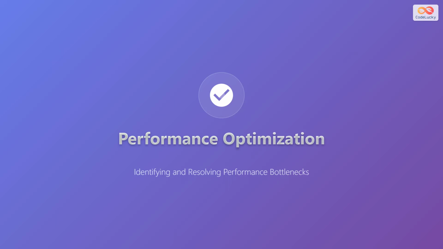Let's explore the world of performance optimization. Performance optimization refers to the process of improving the efficiency, speed, and responsiveness of a system, application, or process. Today, we will be identifying and resolving performance bottlenecks to make our systems run smoother and faster.